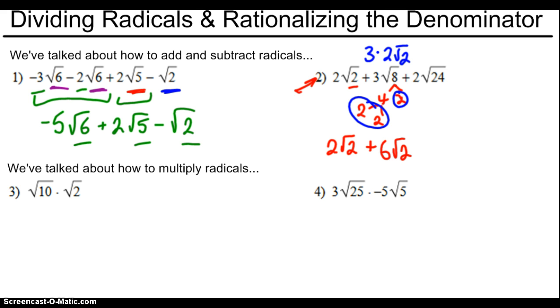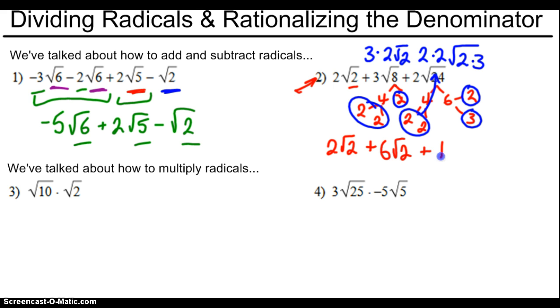Okay, and then the square root of 24 breaks down to 4 and 6. 4 goes into 2 and 2, and 6 breaks into 2 and 3. So it looks like we've got a pair of 2's, a lonely 3, and a lonely 2. So I already had a 2 outside that radical, times the pair, square root, the lonely 2, and the lonely 3. So 2 times 2 is 4, and 2 times 3 is 6. So now I've got 2 radical 2, 6 radical 2, and 4 radical 6.